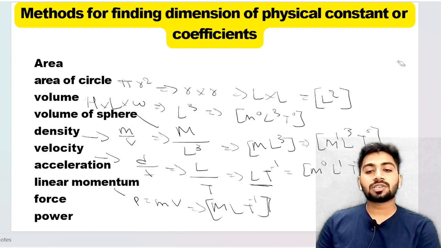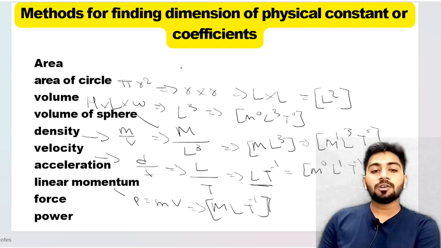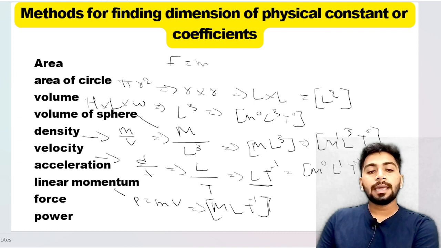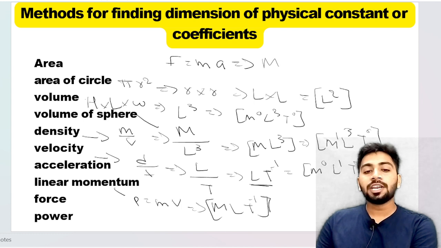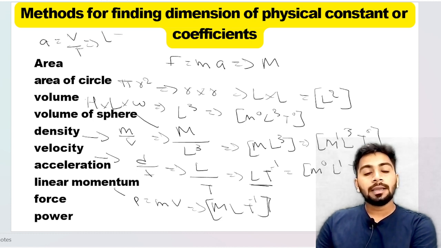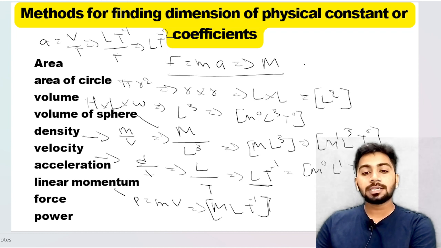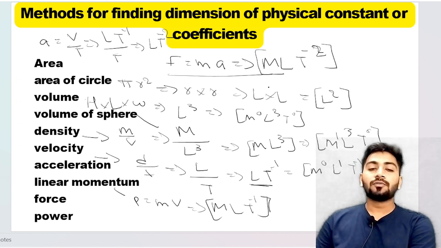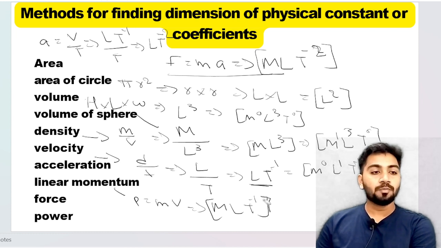Now let us see force. Force is equal to ma, Newton's law. Mass into acceleration. Mass is measured in M. Acceleration means what? Acceleration is equal to velocity by time. Velocity is L T inverse, and divided by T, which gives the total dimension of acceleration as L T to the power of minus 2. Now multiply mass and acceleration, M L T to the power of minus 2. Here you got the force dimension.